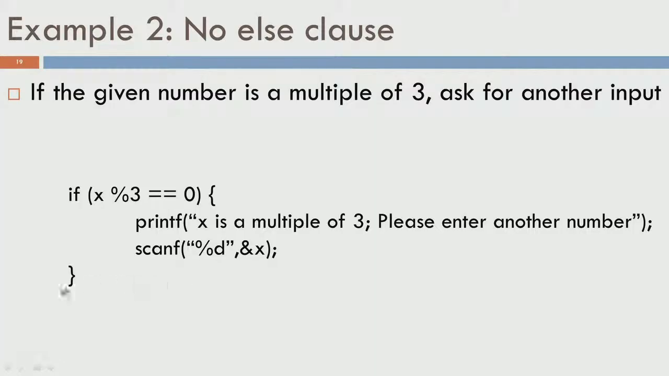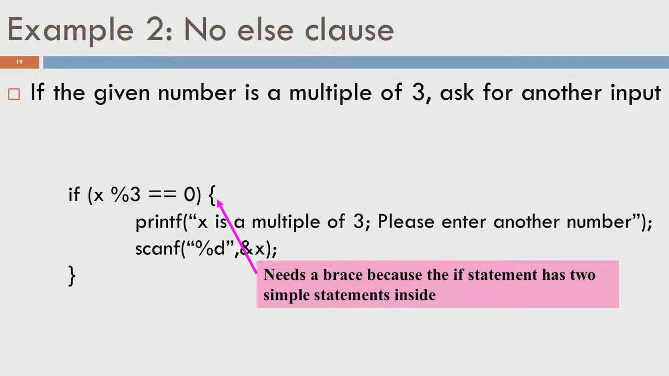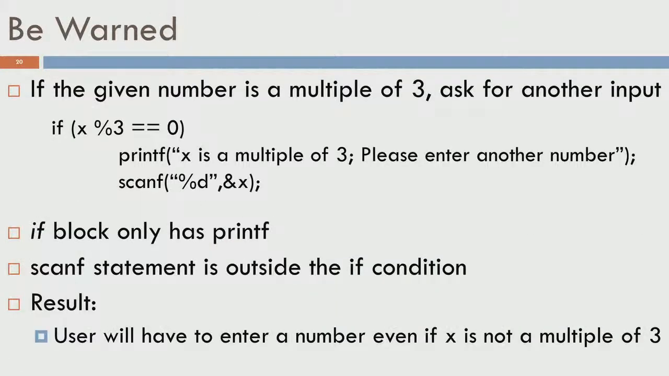This is a collection of two simple statements that goes into a code block, and if this condition is true, we have a logical collection of statements here, or a logical sequence. We not only want to print it, we also want the user to enter another input. So, you need a brace because there are two simple statements inside.